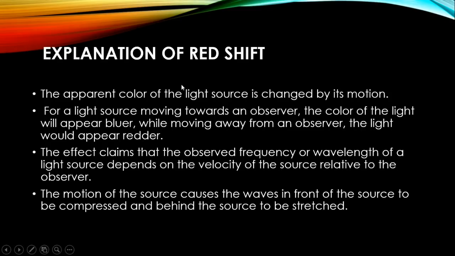Further explanation of redshift. The apparent color of the light source is changed by its motion. For a light source moving towards an observer, the color of the light will appear bluer. While moving away from an observer, the light would appear redder. The effect claims that the observed frequency or wavelength of a light source depends on the velocity of the source relative to the observer. The motion of the source causes the waves in front of the source to be compressed and behind the source to be stretched.